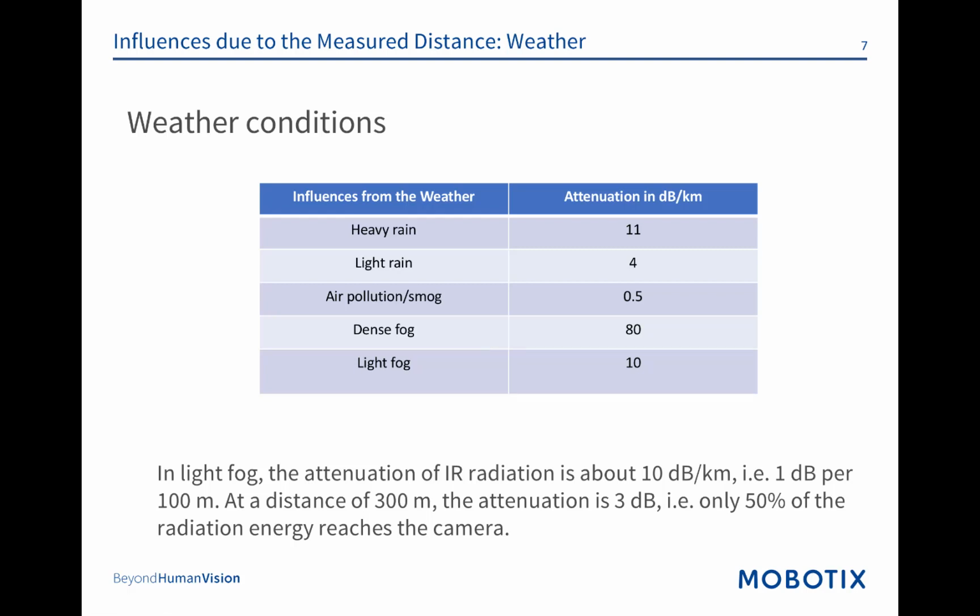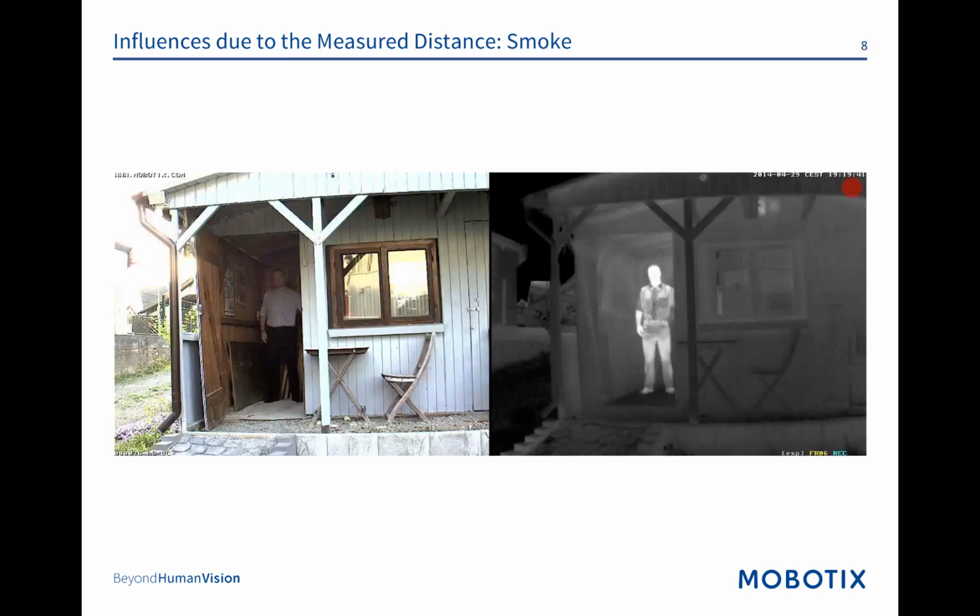But what we can see is that actually fog is also penetrated if it's light fog. So also the heat radiation can go through this fog. So even if maybe we do not see something with our optical sensor, the thermal imaging sensor can see something. And this is what I can show you here. So here I have an example.